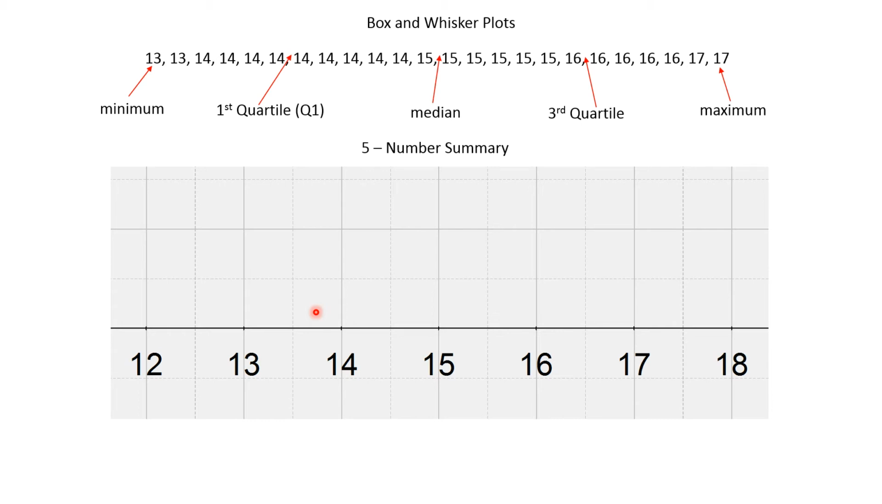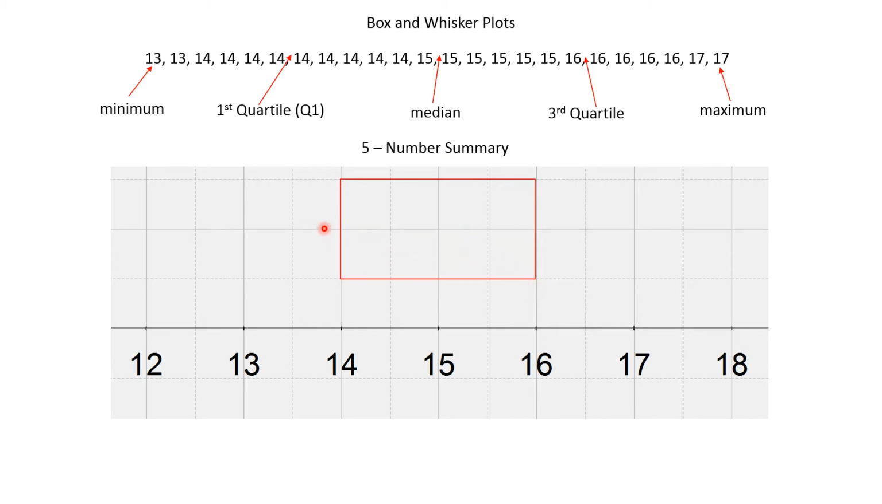The other thing I see people do is they actually put it on the number line itself. It does not go on the number line. It goes above the number line. It doesn't matter how far above the number line, but it does go above. And so, our box and whisker plot is going to start out with a box. It's going to go from the first quartile to the third quartile. And so we start out at the first quartile, 14. We go to the third quartile, 16.